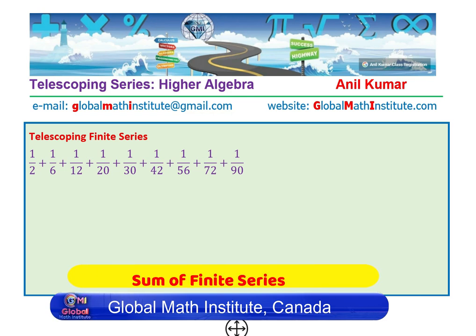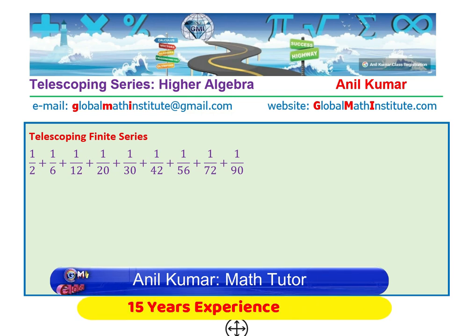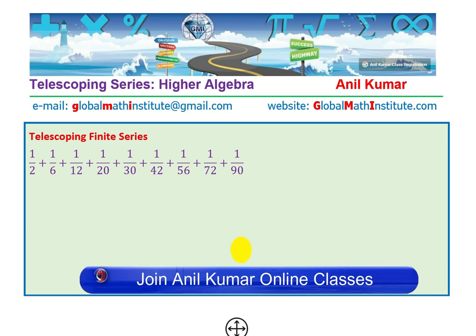So the question which I'm taking now is the very first one, which is we need to find the sum of this finite series 1 over 2 plus 1 over 6 plus 1 over 12 plus 1 over 20 up to 1 over 90. Let us understand the basic concept.